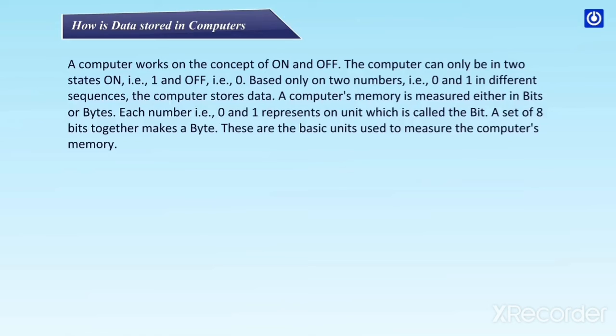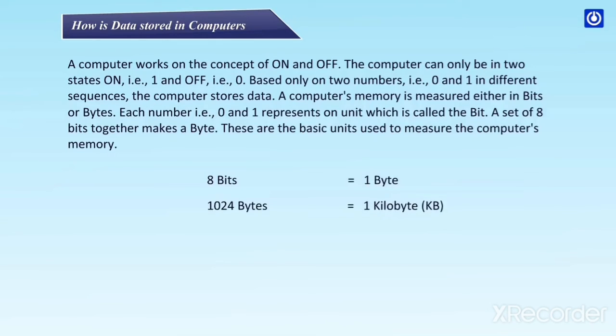Each number, that is 0 and 1, represents one unit, which is called a bit. A set of 8 bits together makes a byte. These are the basic units used to measure the computer's memory. 8 bits is equal to 1 byte.